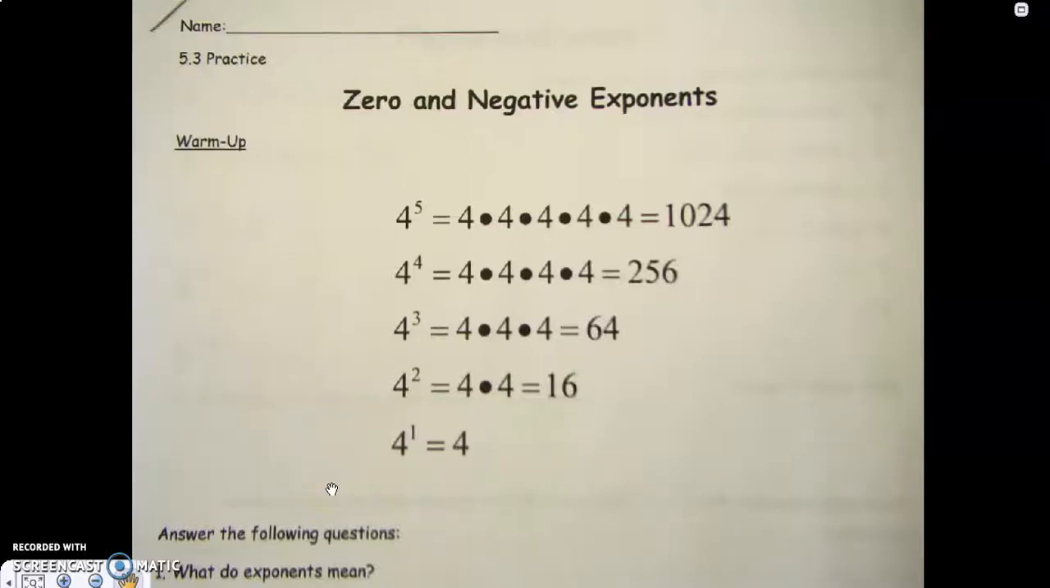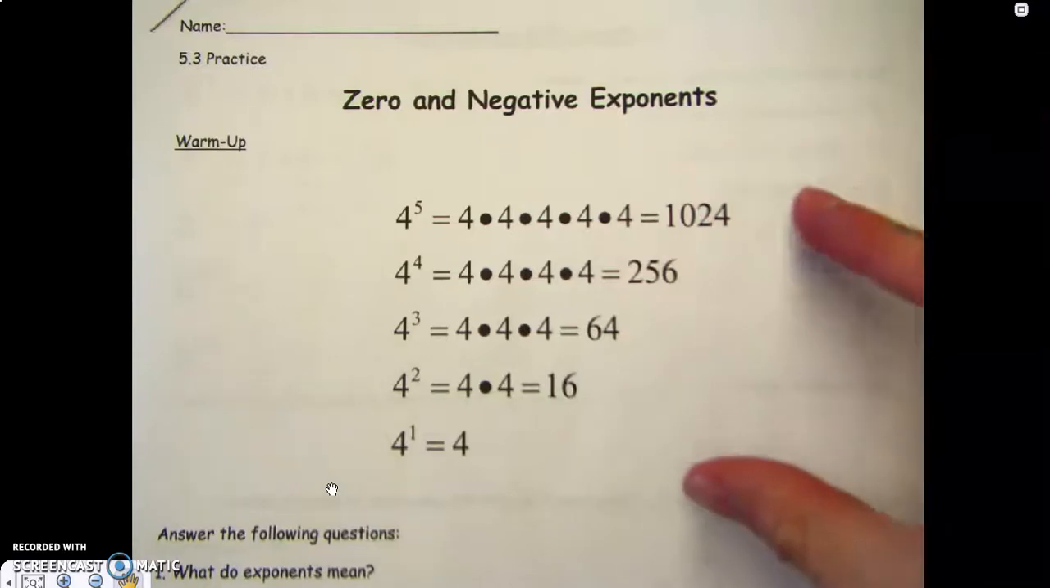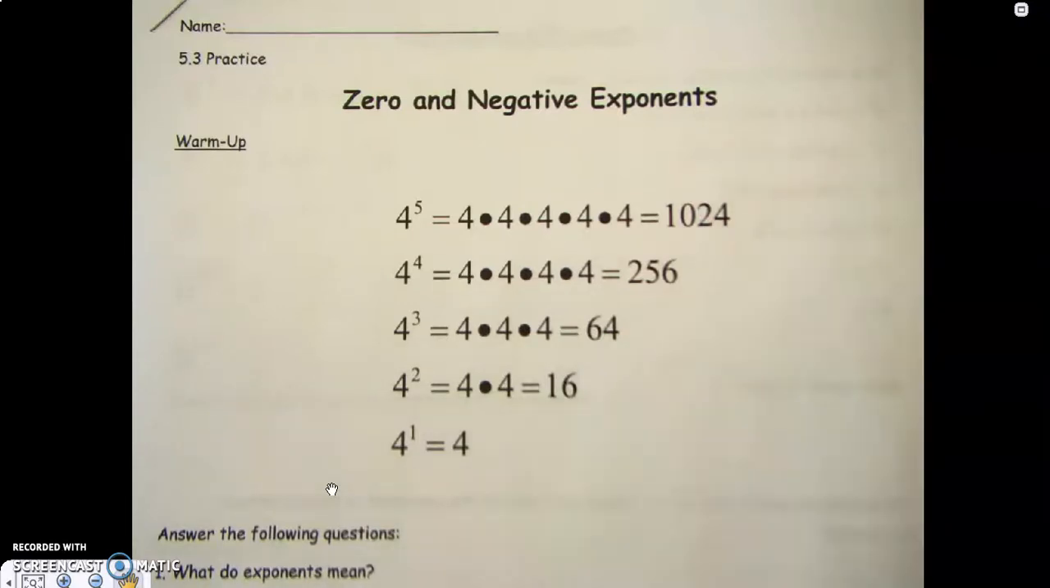Okay, so in this video, I want you to take a minute. If we were in class, this is what you would be doing: I would ask you to complete the warm-up on your own to try to see the pattern. So basically, you're going to look at these numbers, and we're going to talk about zero and negative exponents, and we're just going to go through what we already know about what exponents mean.